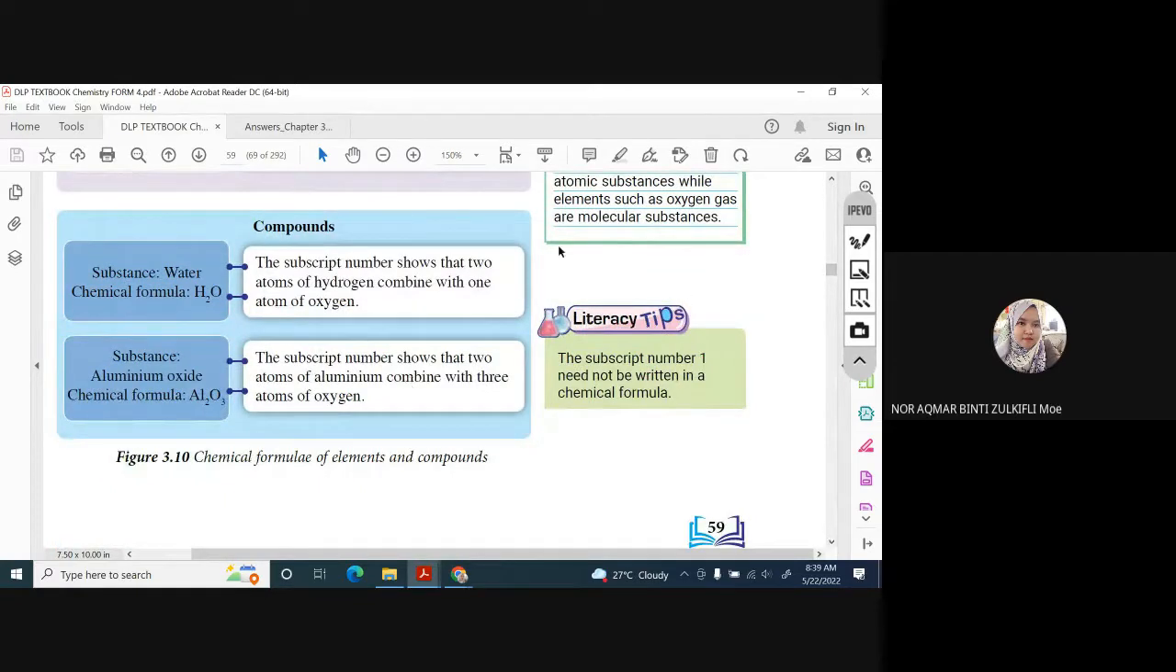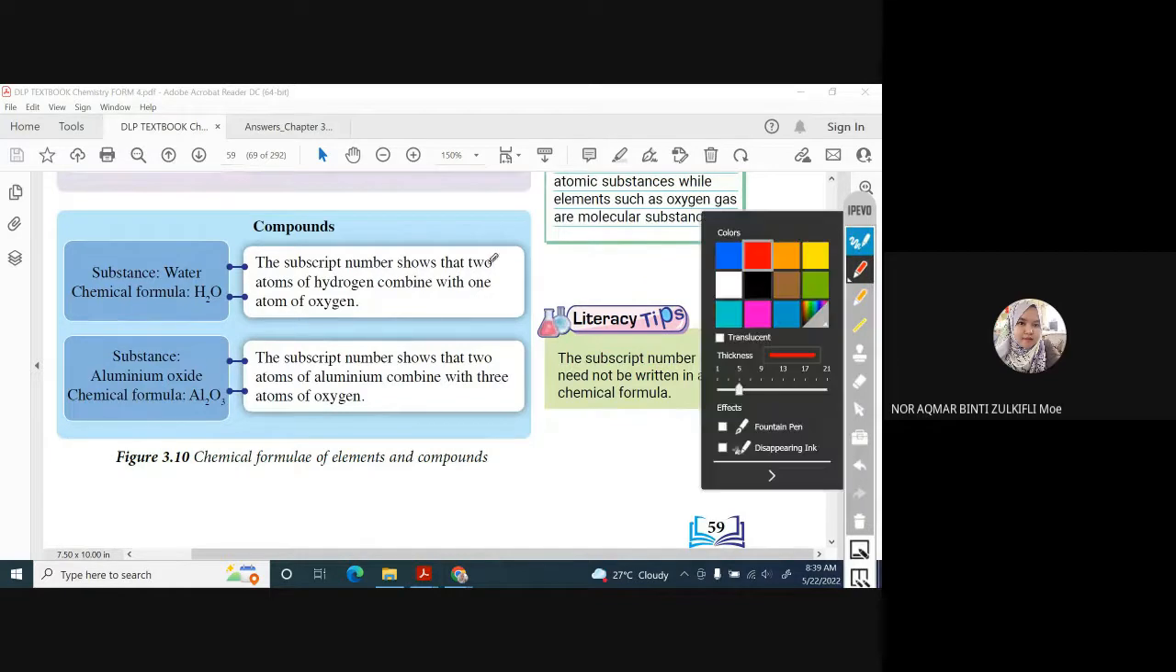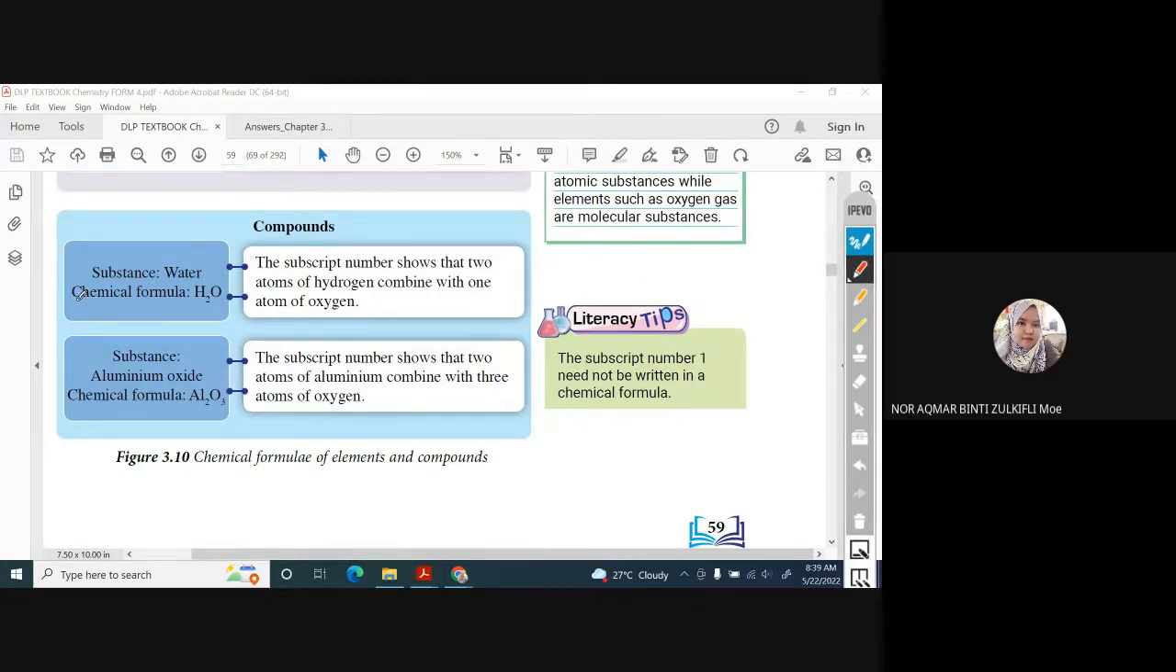Okay, so same with this. Water. Why we have H2O? Chemical formula, the subscript number shows that 2 atoms of hydrogen combine with 1 atom of oxygen. Aluminium oxide, Al2O3. The subscript number shows that 2 atoms of aluminium combine with 3 atoms of oxygen. Ingat, yang small number tu menunjukkan bilangan, the number of the atom. So nanti you akan belajar yang nombor yang besar. Ini small number. And then ada juga big number.